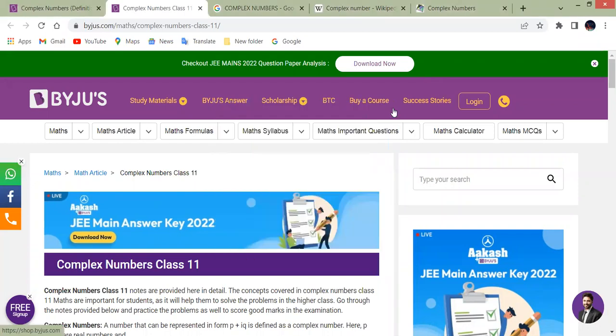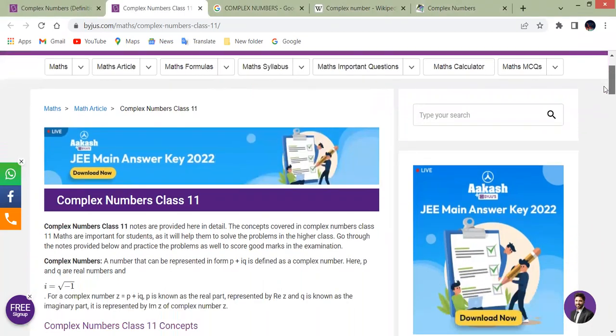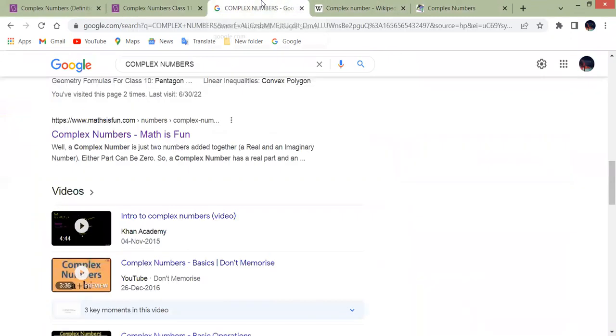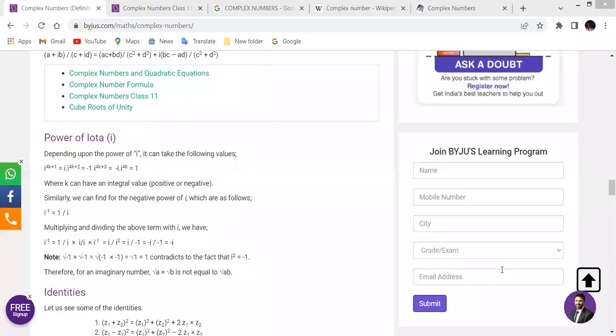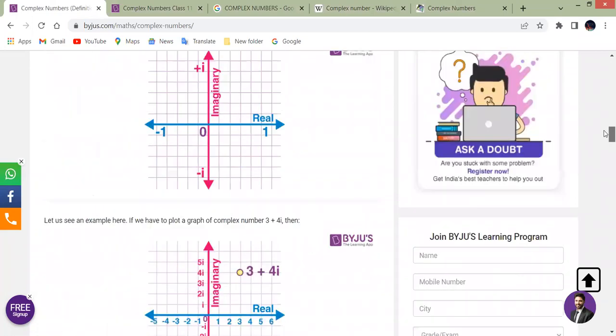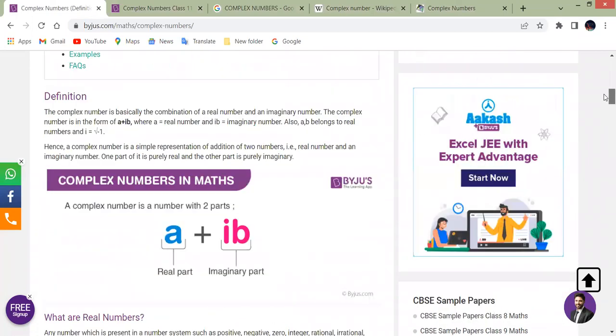Today we will discuss complex numbers. We will discuss what complex numbers are. So we share our screen. First of all, we will define it topic by topic. First of all, we will define what is the definition of a complex number.